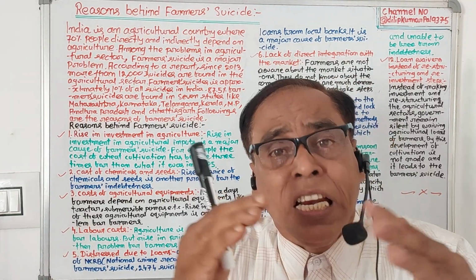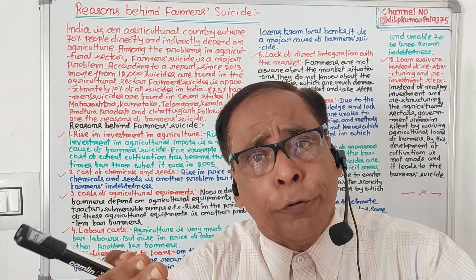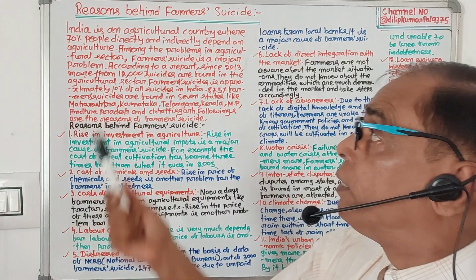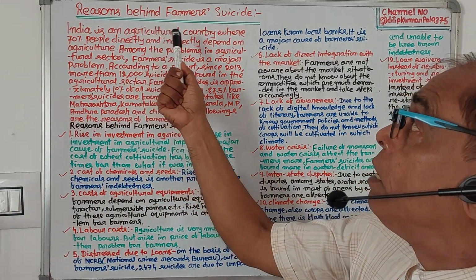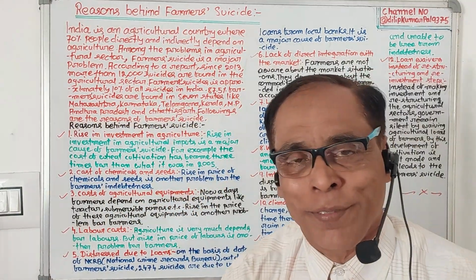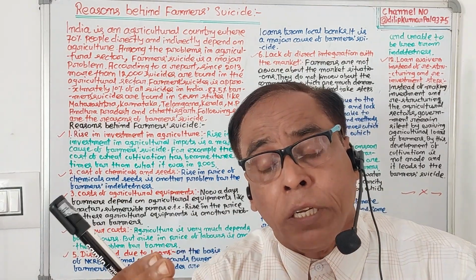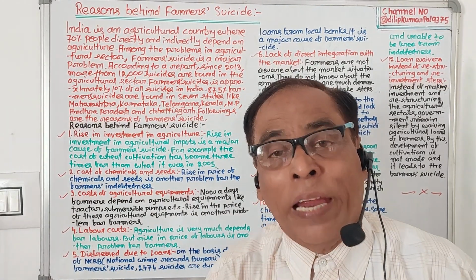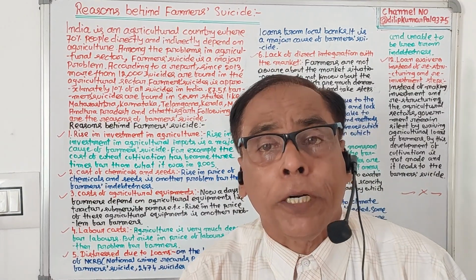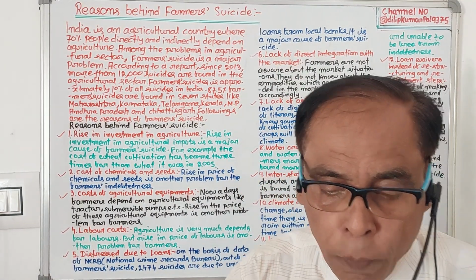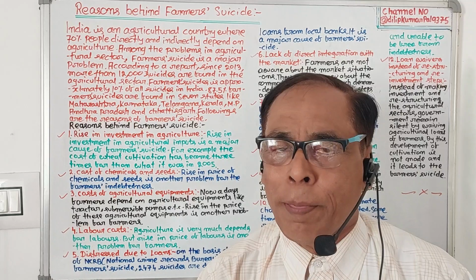I'm Mr. Dilip Kumar Pal, standing before you with the topic Reasons Behind Farmer's Suicide. It is found in plus 3, 5th semester, DSE paper 2, and the name of the paper is Development Process and Social Movements in Contemporary India.